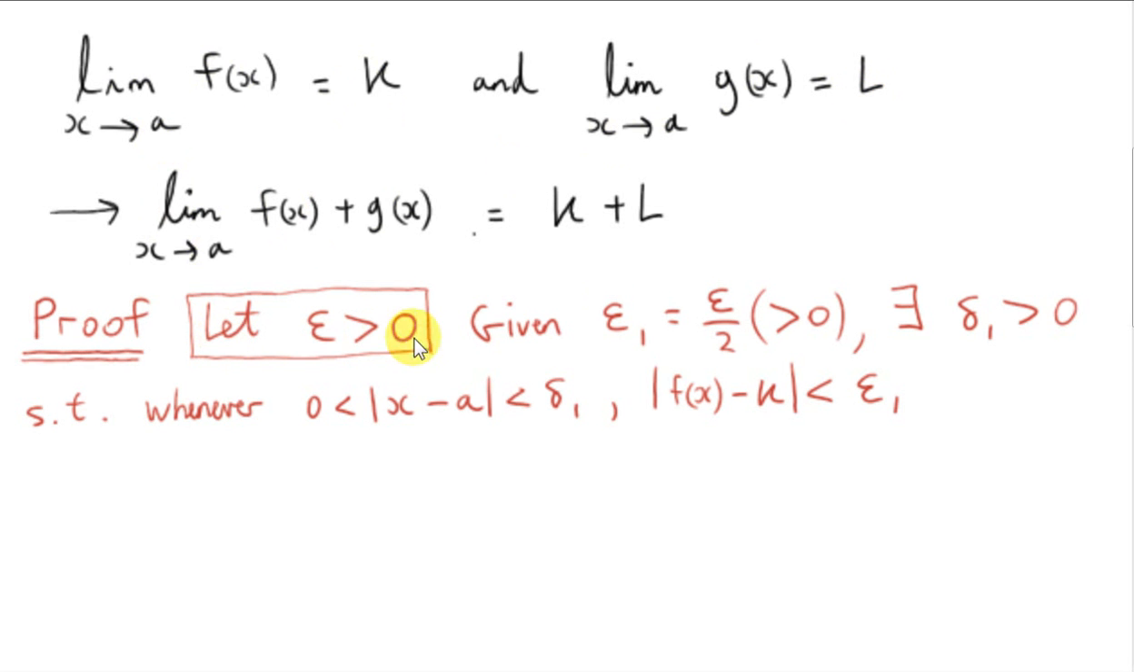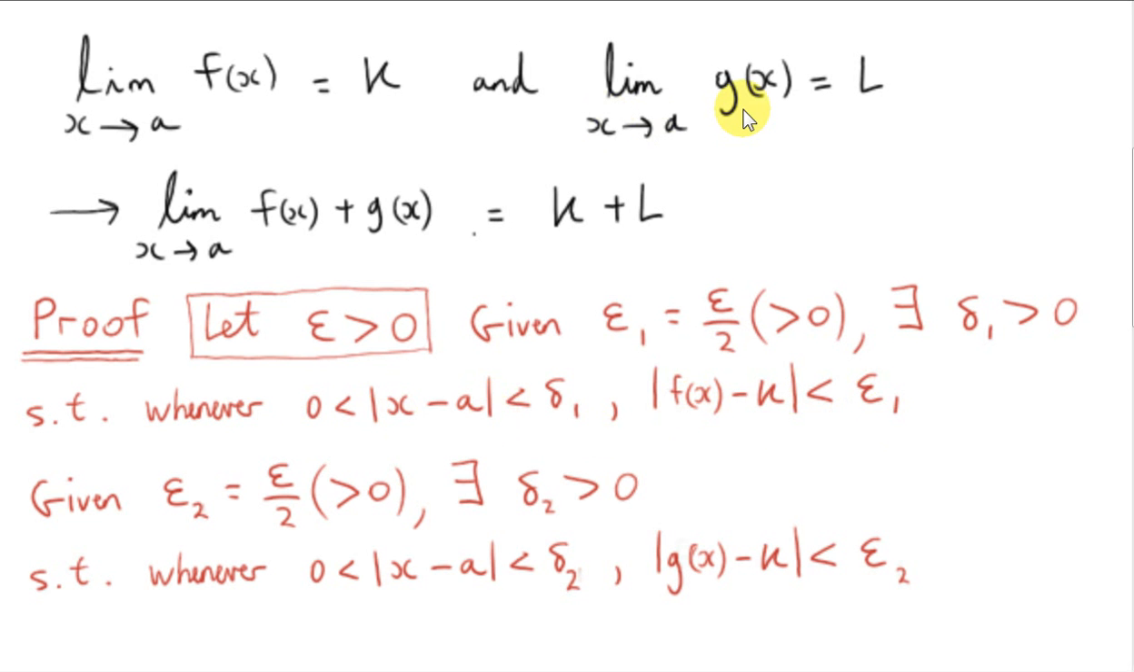Now, we choose an epsilon from the outset. It is some positive number. Next, we use the fact that the limit as x tends towards a of f of x equals k. That means that given any epsilon 1, which is some positive number, actually we will choose epsilon 1 to be our epsilon divided by 2. Since epsilon is a positive number, obviously epsilon divided by 2 will be greater than 0. Anyway, for some epsilon 1, there exists a delta 1, such that whenever x is within a distance delta 1 of a, but not equal to a, in other words the magnitude of x minus a is greater than 0, then f of x is within a distance epsilon 1 of k.